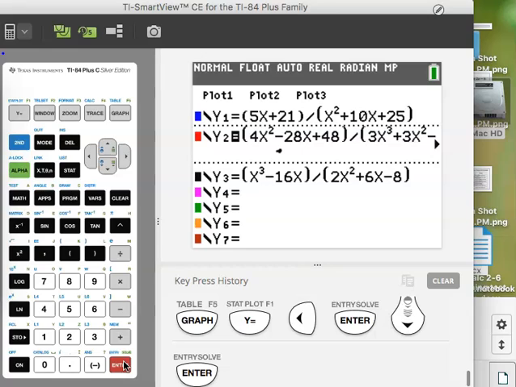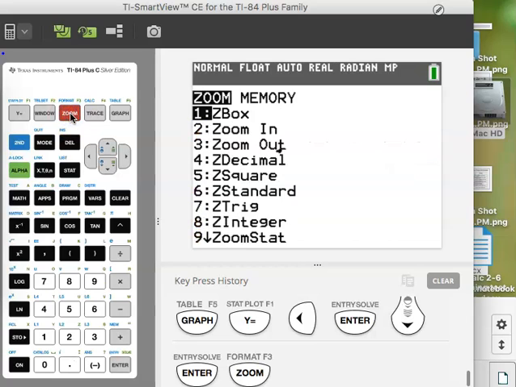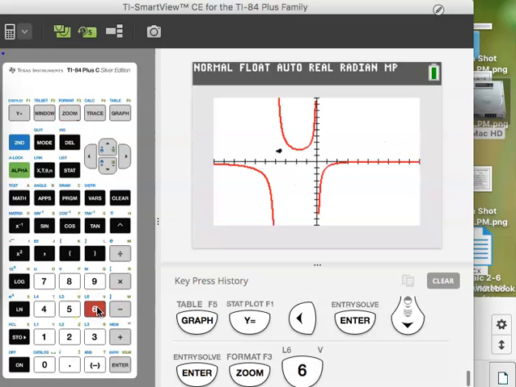So, punch it in if you haven't already. It is quite the monster. 4x squared minus 28x plus 48. Don't forget your parentheses. Divided by parentheses 3x cubed plus 3x squared minus 36x. Parentheses. Zoom 6. Look at that one. Definitely not symmetric.